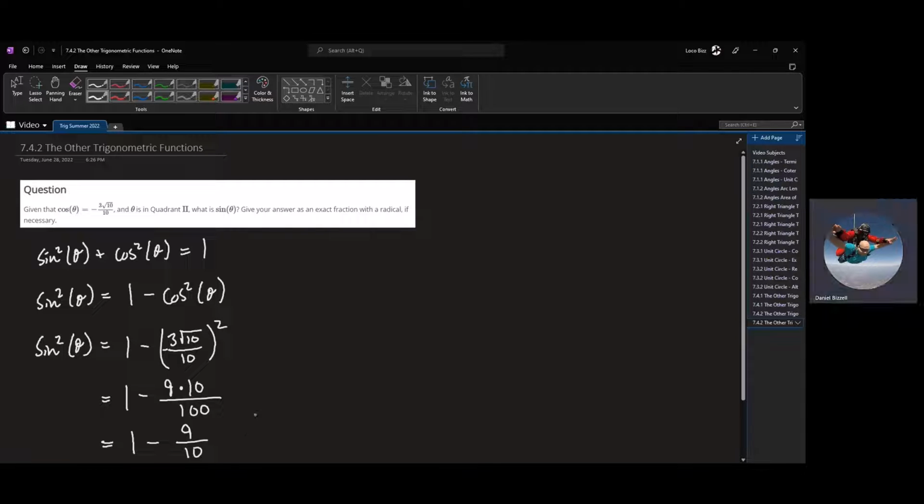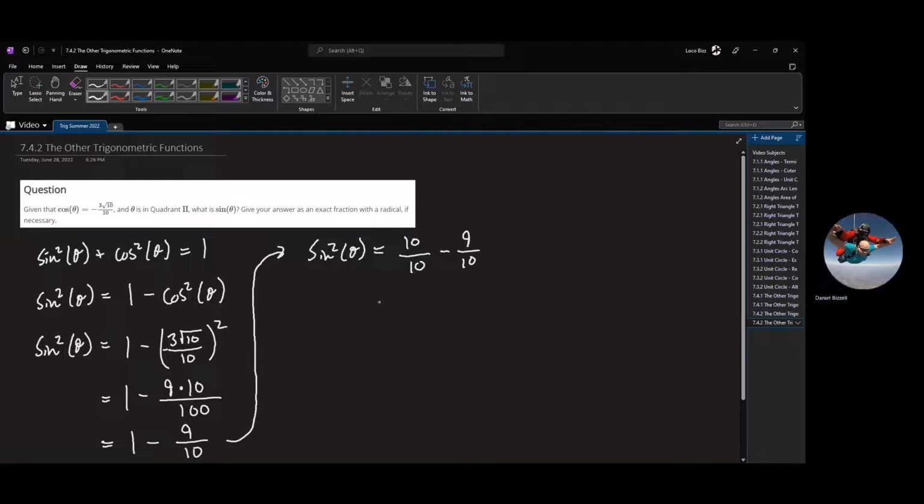So now let's go ahead and just come back up here and continue. So we have 1 minus 9 over 10, and to do that we need like bases. So we have sine squared of theta is equal to 10 over 10 minus 9 over 10, which gives us that sine squared theta is equal to 1 over 10.